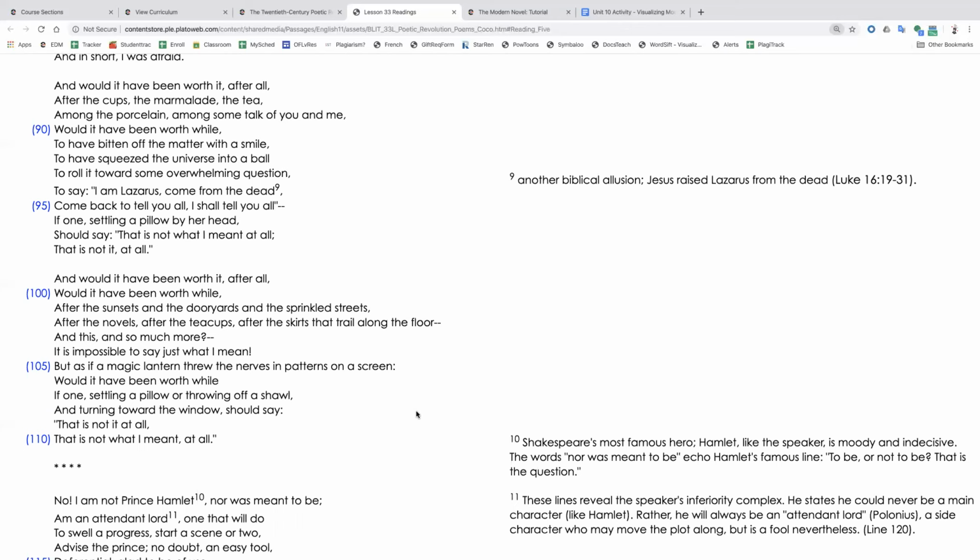And would it have been worth it, after all? Would it have been worthwhile? After the sunsets and the dooryards and the sprinkled streets, after the novels, after the teacups, after the skirts that trail along the floor, and this, and so much more? It is impossible to say just what I mean, but as if a magic lantern threw the nerves in patterns on a screen, would it have been worthwhile? If one, setting a pillow or throwing off a shawl and turning toward the window, should say, that is not it at all, that is not what I meant, at all.